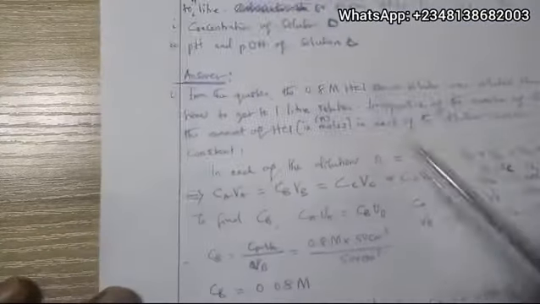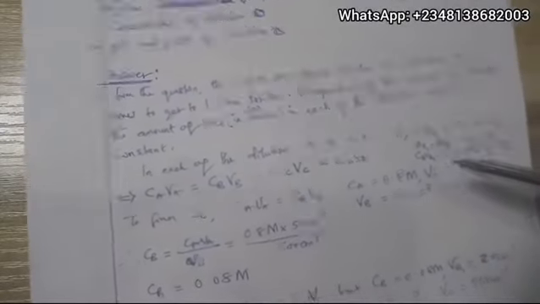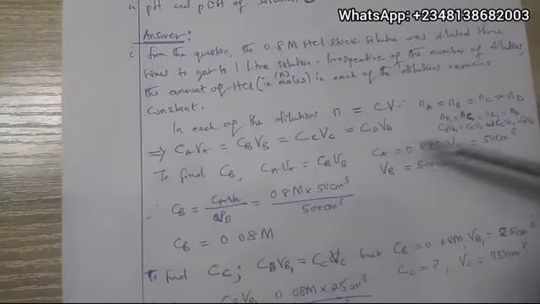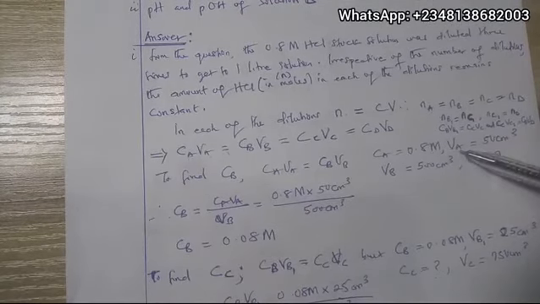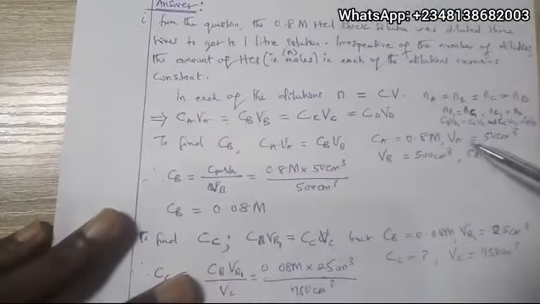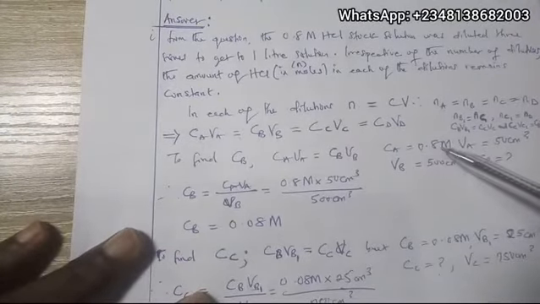Now, in this first dilution, the CA is 0.8 mole per dm cube. Remember. Now the VA is the volume of that solution A that was used, that was measured before dilution, which is 50 cm cube. See it here. So VA is equal to 50 cm cube. CA is equal to 0.8 mole per dm cube.